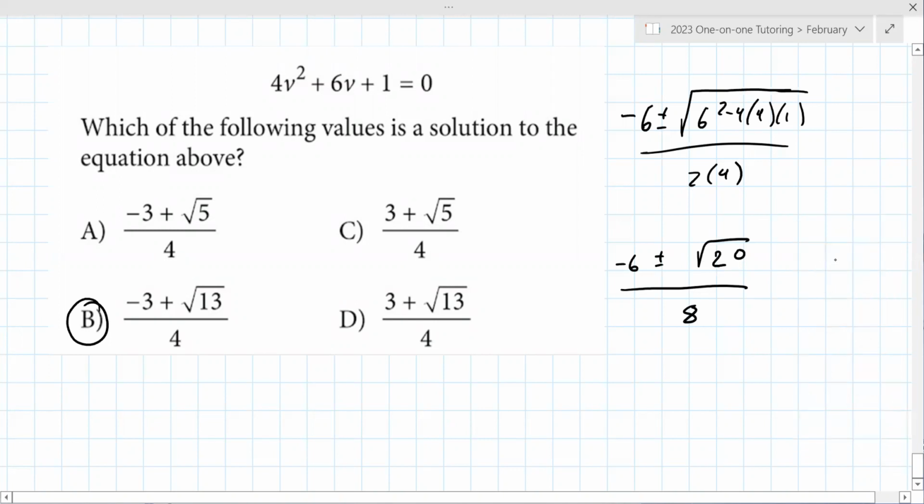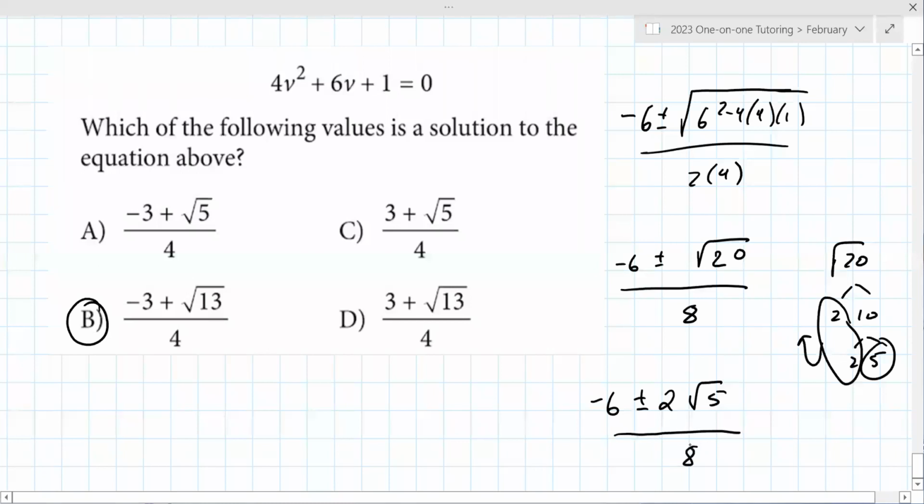Really bad. Square root of 20, 2 and 10, and then 2 and 5. So the 2's come out, and the square root of 5 is left over. So the square root of this becomes -6 plus or minus 2 square root 5 over 8. And this for me would tell me that it was actually letter A because of the square root of 5. So we should maybe talk a moment about reducing roots if that part is still unclear.